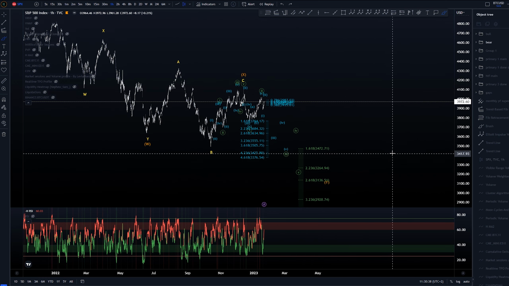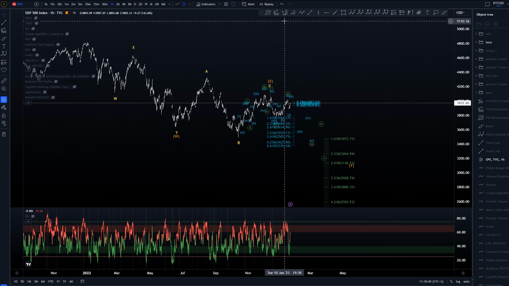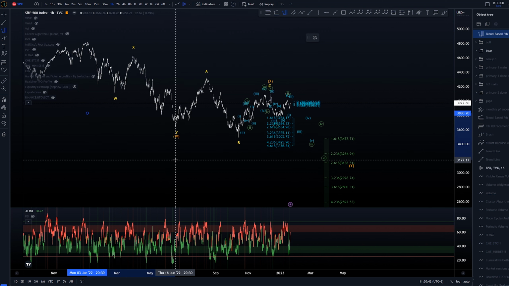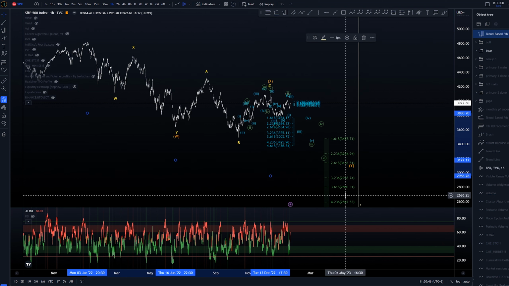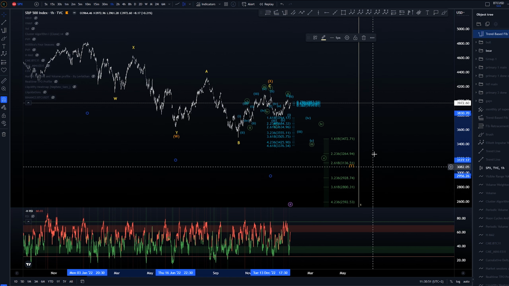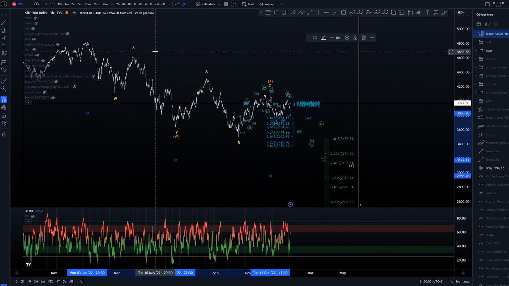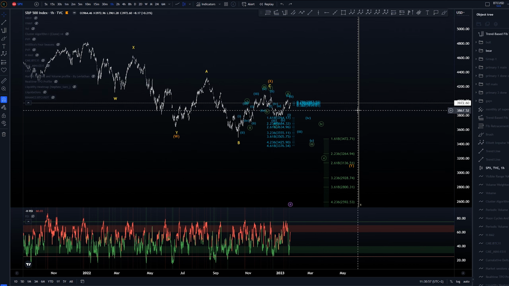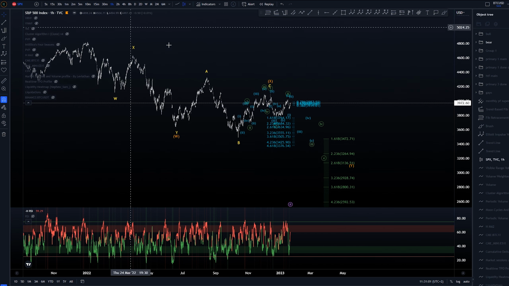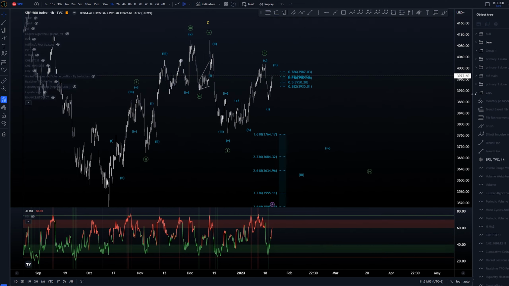This can take quite some time. If we are comparing the wave W here for wave Y, we have to be scrolling quite far away, March, April, May or even June, and that would be the 1-to-1 extension in comparison to this wave W. So it's going to be taking quite a long time, but that is the overall idea. Let's zoom in a bit here.